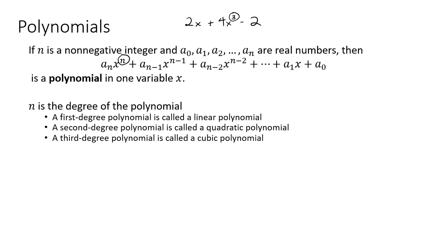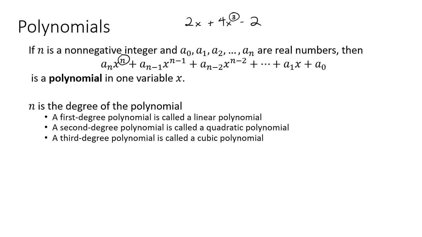A second degree polynomial, so the biggest power of x is 2, is called a quadratic polynomial. We'll talk quite a bit more about those later on in the course. And then a third degree polynomial, like the one up here, where the highest power of x is 3, is called a cubic polynomial.